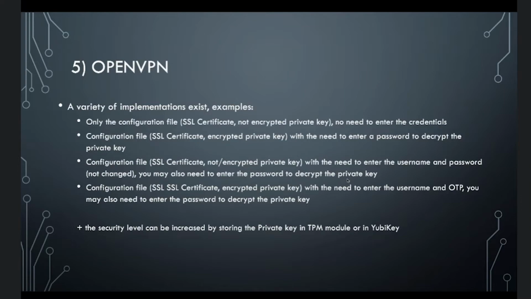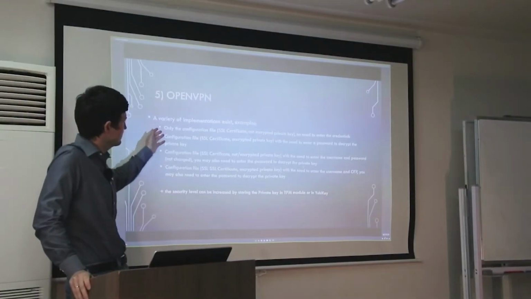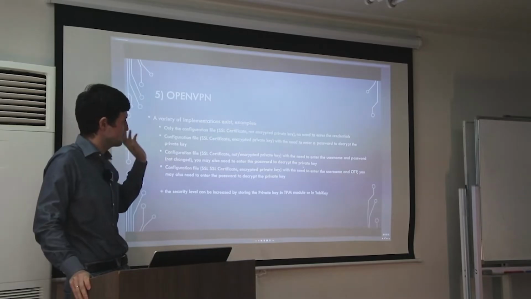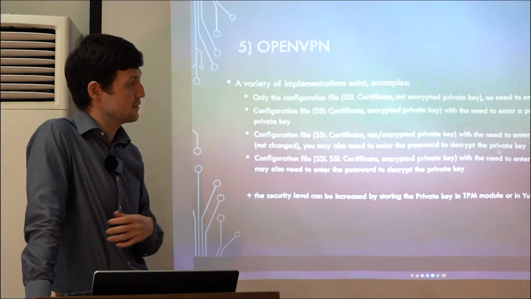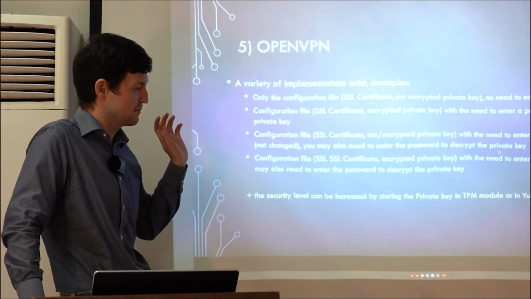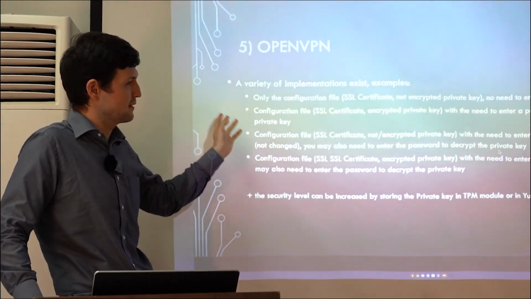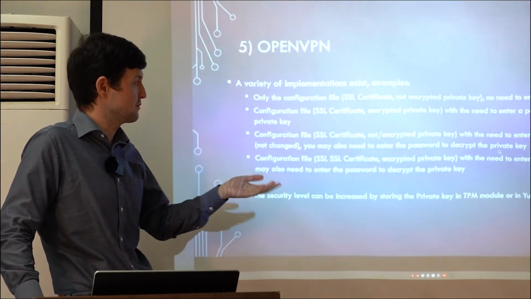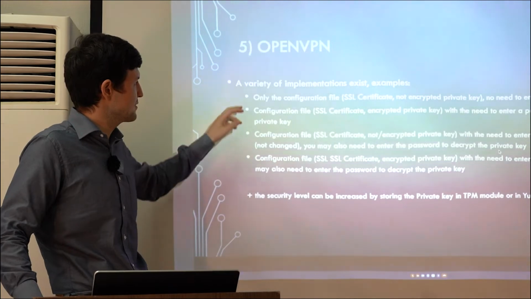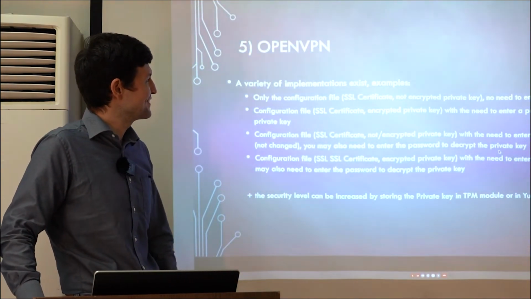It is the SSL-based OpenVPN solution. You have many varieties of implementations that can be done. The first is a configuration file with the SSL certificate inside it and no credentials needed to connect. You just give this configuration file to OpenVPN and run it, and it will connect. That is the most insecure way to do it.